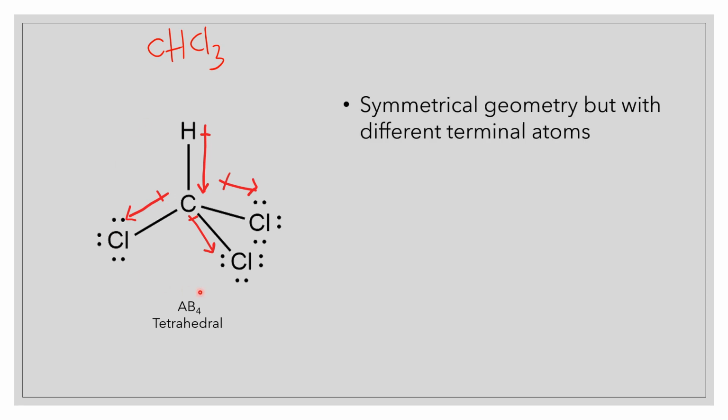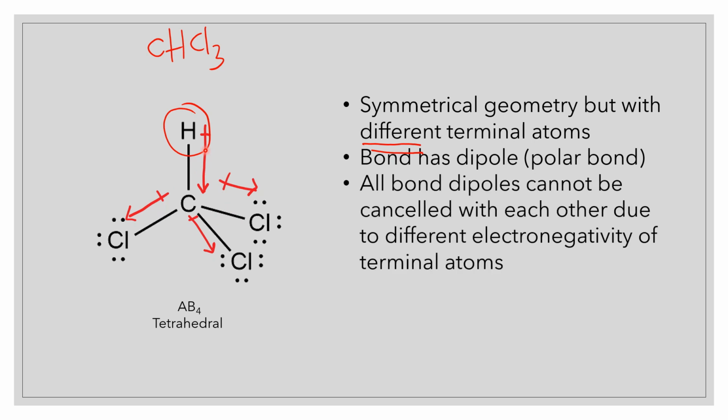So these shapes are the geometry, but we have different terminal atoms. There is one hydrogen here which is not the same as the other terminal atoms. And then this molecule also has bond dipoles. So all bonds are polar. But all bond dipoles cannot be cancelled with each other due to different electronegativity of the terminal atoms.